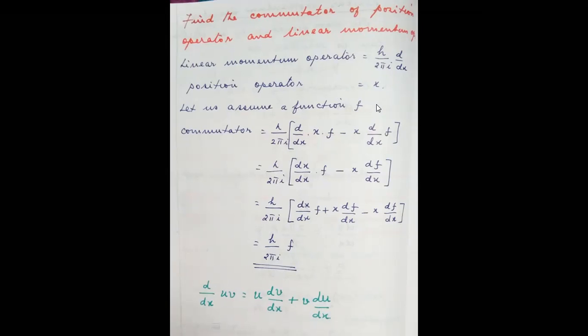Normally, in Heisenberg's uncertainty principle, the two entities which cannot be determined simultaneously and accurately, their operators do not commute. This is called the quantum mechanical statement of Heisenberg's uncertainty principle. Any two operators do not commute if they could not be determined simultaneously and accurately.